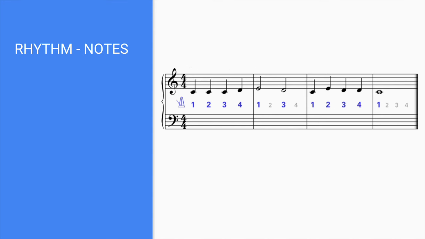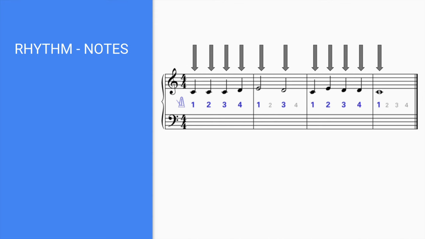Let's try that one more time a little faster. Here we go. 1, 2, ready, go. 1, 2, 3, 4. Okay, if you struggled with any of that, I would say rewind the video and try it again until you feel comfortable.